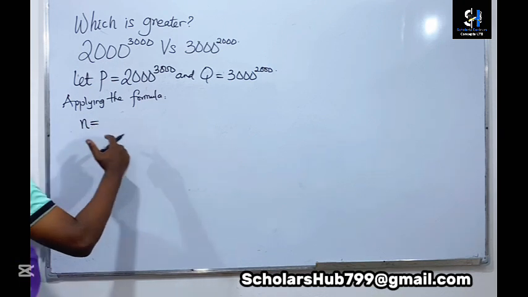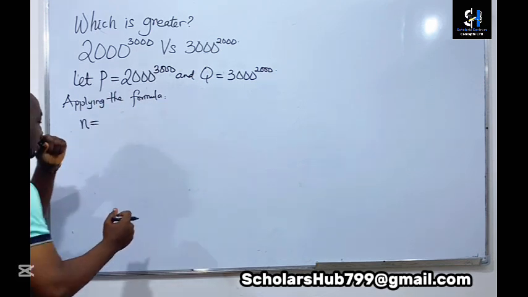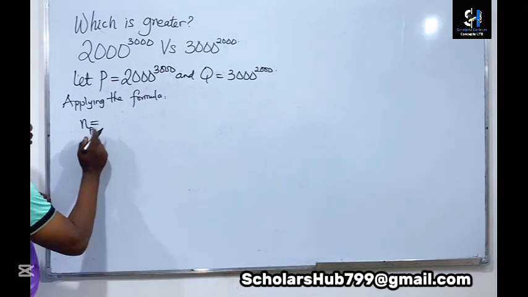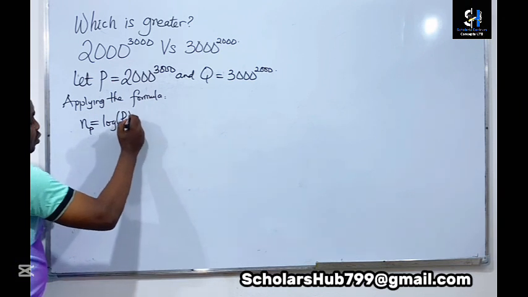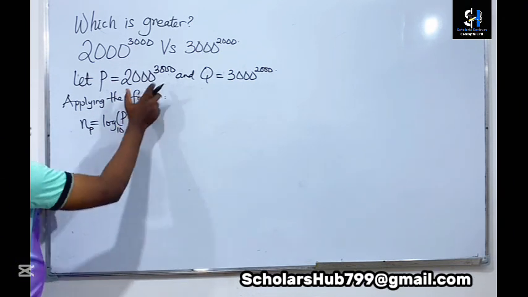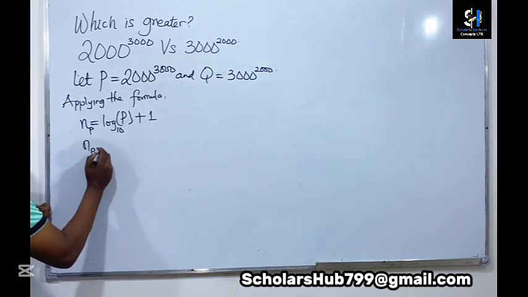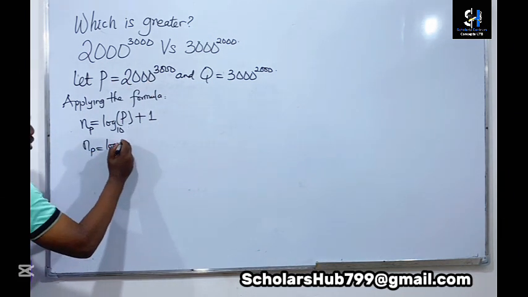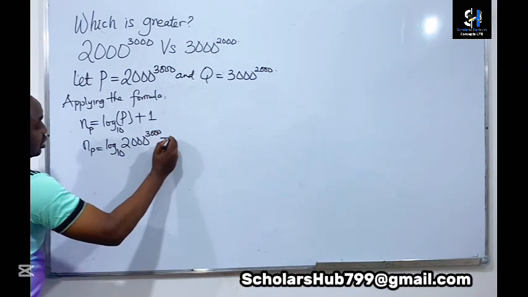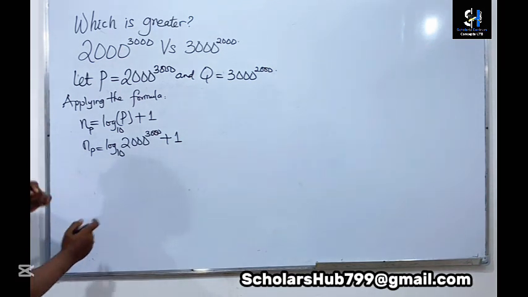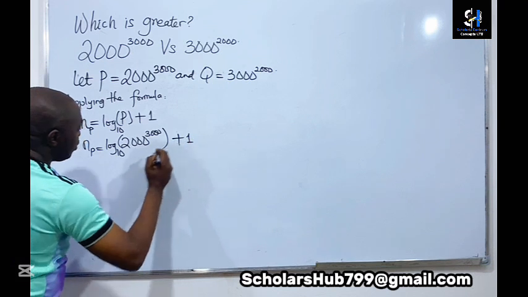n is the number of digits in number x. In the case of p, n subscript p equals logarithm to base 10 of p, plus 1. So I'm going to substitute for p. We have n subscript p equals logarithm to base 10 of 2000 raised to the power of 3000, then plus 1. Let me bracket this.